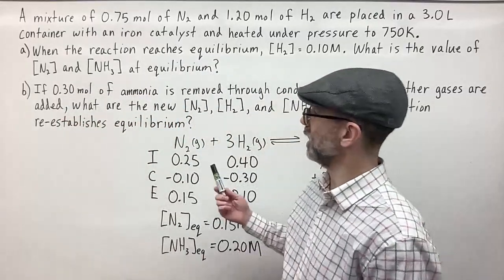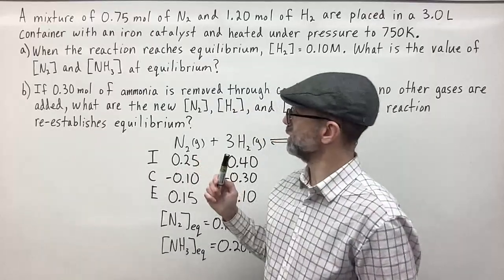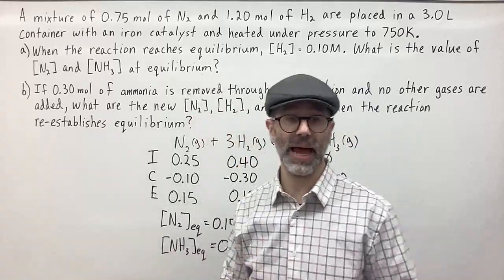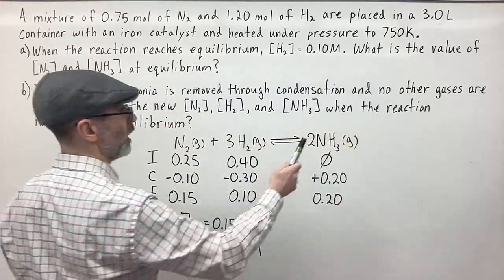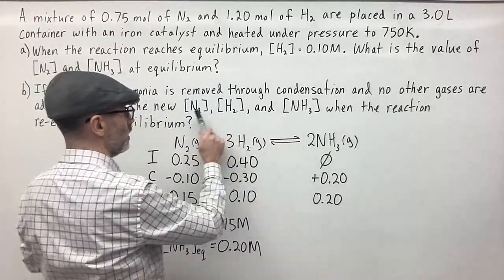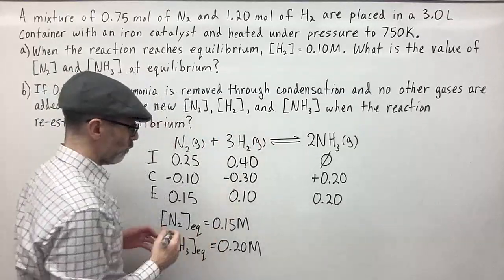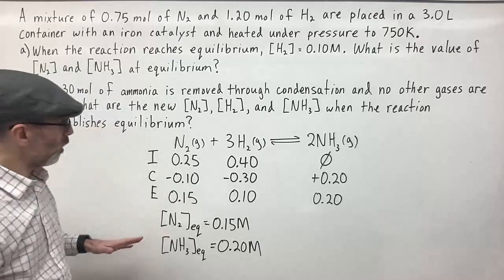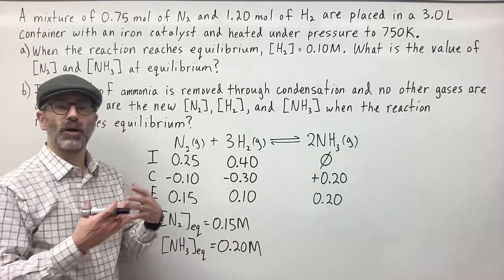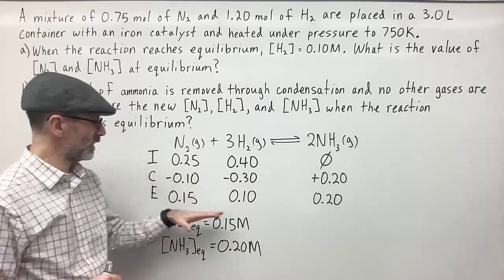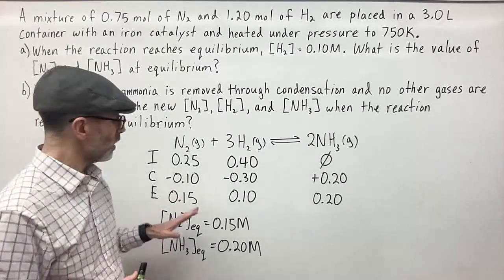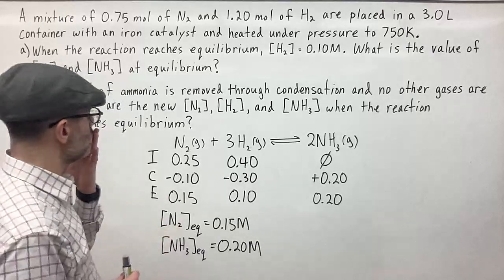So for part B, they tell us if 0.30 moles of ammonia is removed through condensation and no other gases are added, right? No other gases are added. What are the new equilibrium concentrations of the three, nitrogen, hydrogen, and NH3, when it reestablishes? So what we have here, now we have to take this. These are now going to be our, we're going to establish new initial concentrations. We're going to disrupt this. So remember, Le Chatelier's principle, we'll talk about that in a moment. So let's go ahead and get started on this.